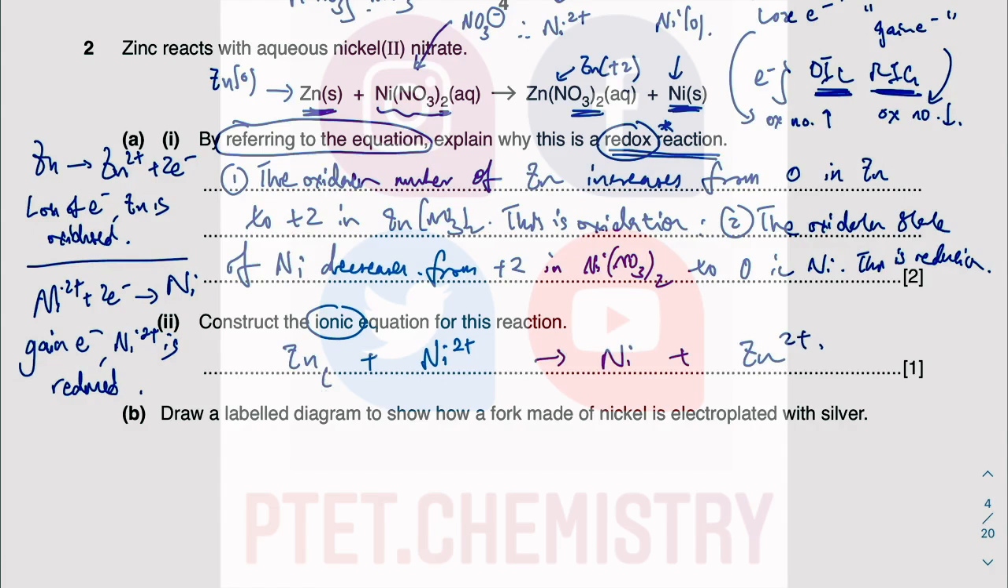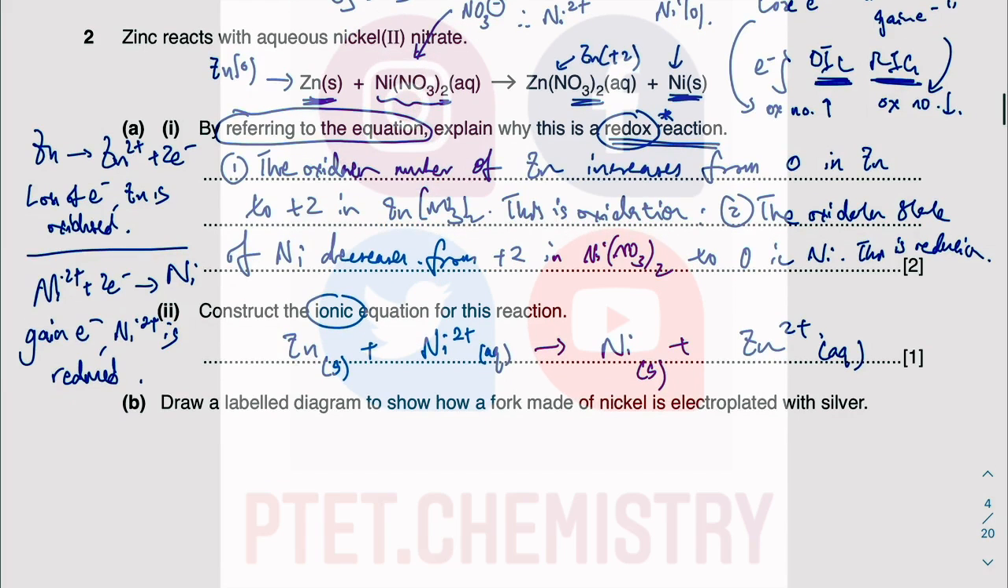Okay, so now the zinc is metal, so they don't dissociate. Nickel is also metal. The nickel 2 plus and the zinc 2 plus are aqueous because they are soluble in water. All nitrates are soluble in water. Okay, where's the water coming from? Well, what does aqueous mean? Aqueous means you dissolve in water.